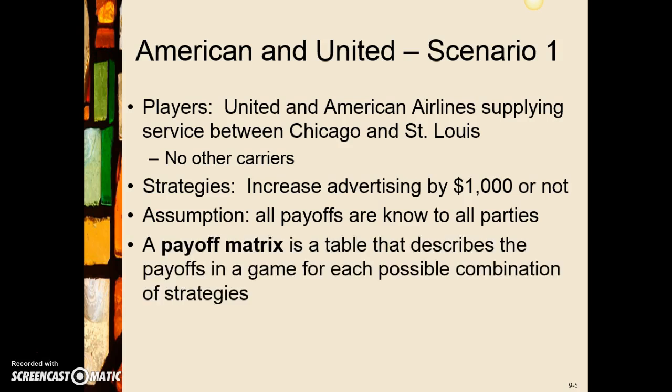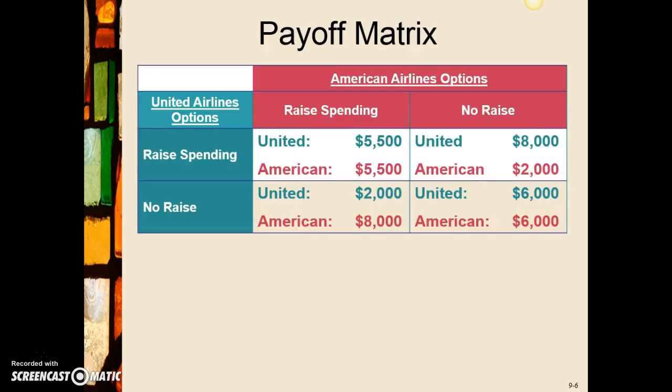And so a payoff matrix is just a table that describes all the possible combinations of payoffs for all the different combinations of strategies within a game. So this would be the payoff matrix for this game. And I want to highlight how we solve this payoff matrix. The key to any game theory is to put yourself in the other person's shoes. So for United, what they want to do is put themselves in American's shoes. And they say, okay, if American is going to raise their spending, what do I want to do? What's my best response given what my opponent does?